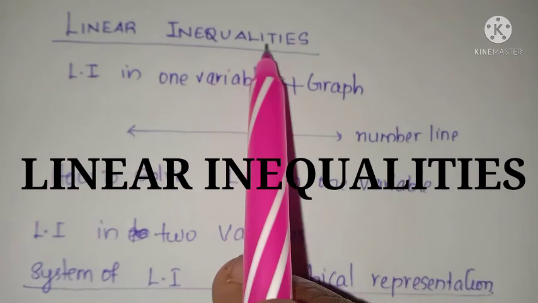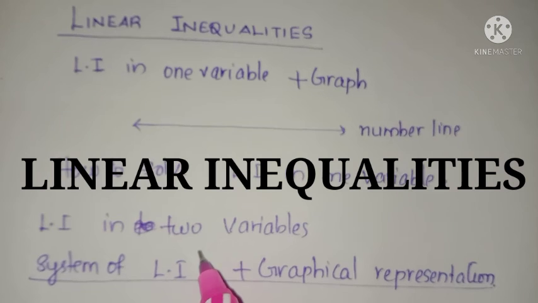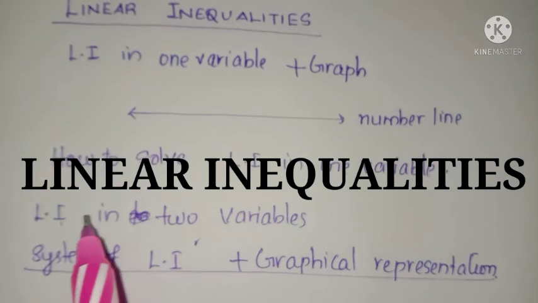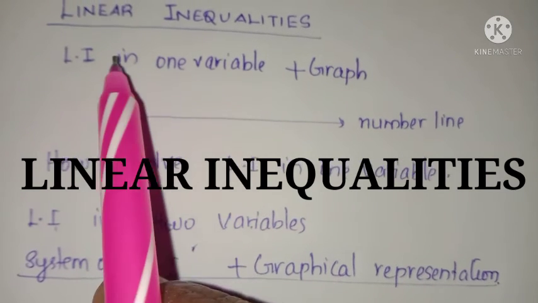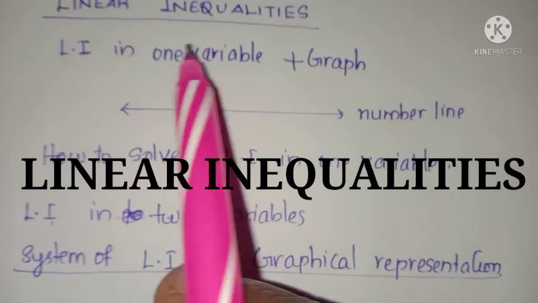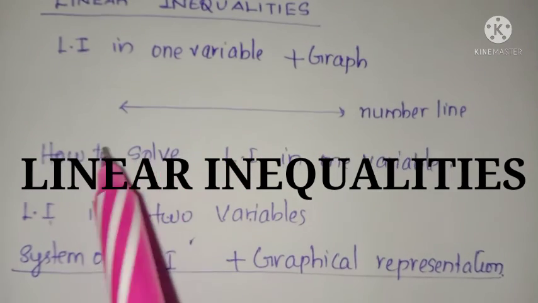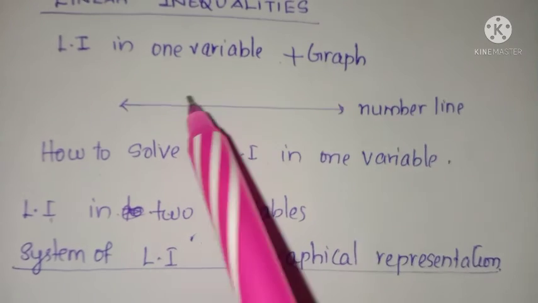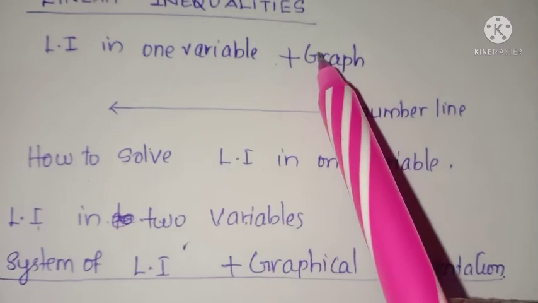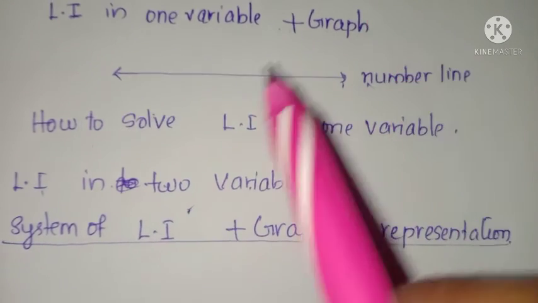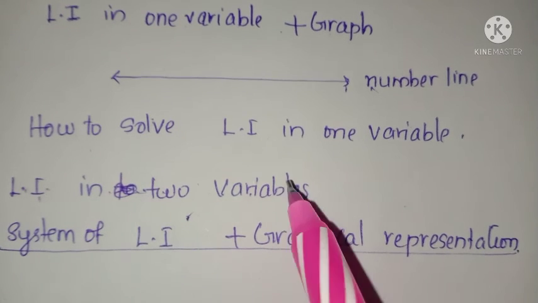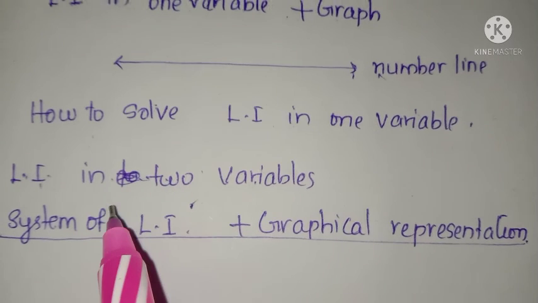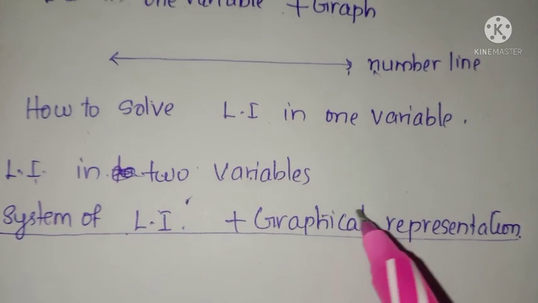In the chapter linear inequalities, there are 2 sections we need to study: linear inequalities in one variable and linear inequalities in two variables. Listen, in the section linear inequalities in one variable, we have to study how to solve linear inequalities in one variable and how to represent the solutions on a number line. And in the case of linear inequalities in two variables, or system of linear inequalities, we need to know how to find the solutions by the graphical method.